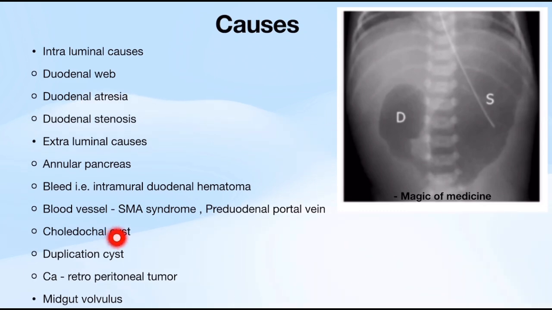And then we have 3C. One cyst is choledochal cyst, other cyst is duplication cyst, and other C is cancer, that is retroperitoneal tumor. Any retroperitoneal tumor which leads to obstruction or compression of the duodenum will lead to duodenal obstruction, and in turn double bubble sign is seen. So these extraluminal causes are the external compressions. External is A for annular pancreas, B is for bleed and blood vessel, and C is for cyst and cancer. So these are the causes, and I have also told you the mnemonic to remember the causes.